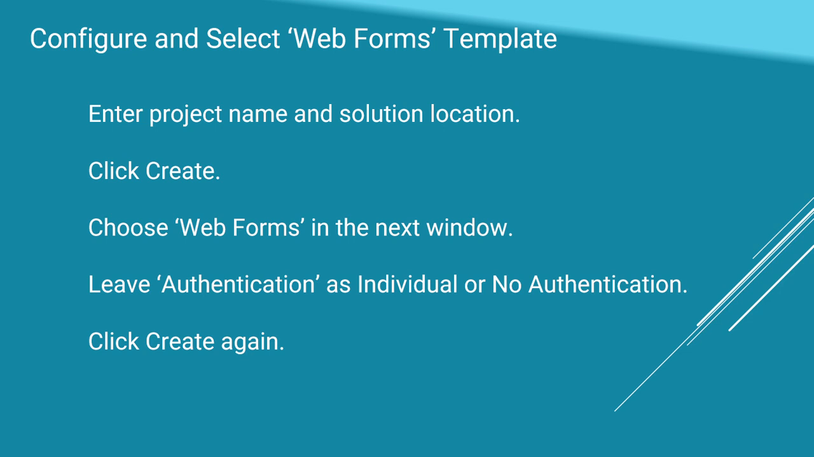Now, give your project a name. For example, my first WebForms app, and choose a folder to save your solution. Once you click Create, you will be prompted to select the type of ASP.NET project. Choose the WebForms option. You can also configure authentication here, but for this demo, choose No Authentication. Then click Create again to generate the project files.